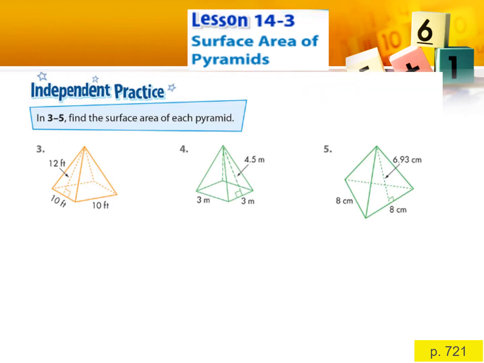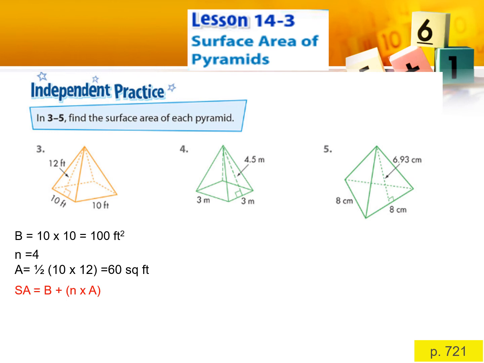Now let's have an independent practice. So in given number 1, as you can see, it's a square pyramid. So let B be the area of the base. So we'll be using the formula s squared. So 10 times 10 equals 100 square feet. Then let N be the number of faces. So it's 4. Then let A be the area of one triangle.